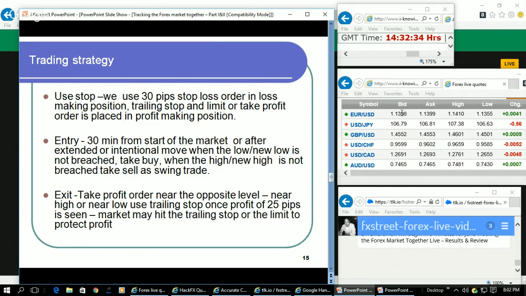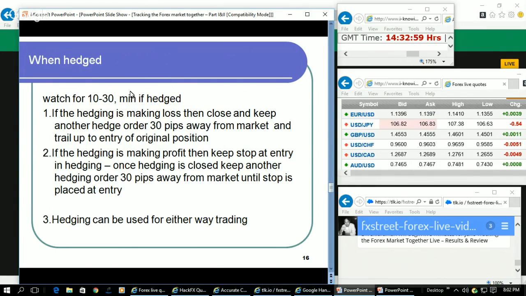And still, in order to limit the risk, we can keep the hedge order 30 pips below the entry. And the exit, always keep 30 pips away from the entry, and the hedge order 30 pips away from the entry on the other side, so that once a position makes profit, we can keep the stop at entry and remove the hedge order. If it is hedged, watch for 10 to 30 minutes. If the hedging is not making profit, close it and keep another hedge order 30 pips away and trail it closer to the entry level.